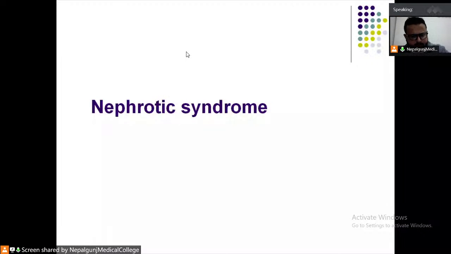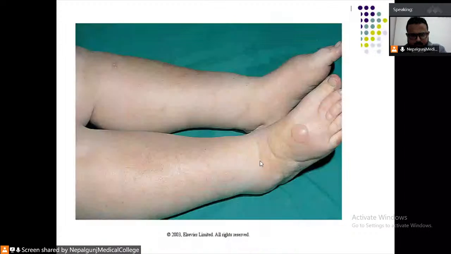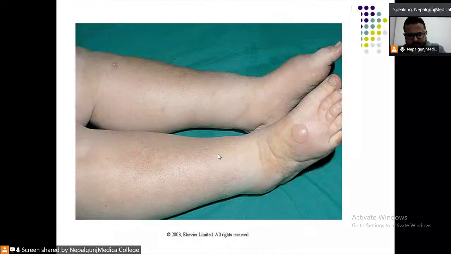Good morning. So we'll be talking on nephrotic syndrome. So this is the facial puffiness that you see in any case of a renal disease, either chronic renal failure, nephrotic syndrome, or nephritic syndrome. So this is the periorbital edema. So this is again the edema. Pedal edema is there, and because of the edema, there is a blister formation over here.